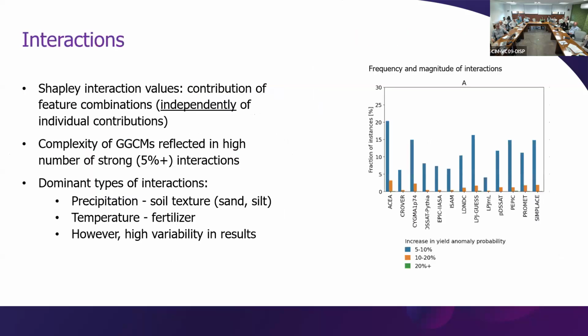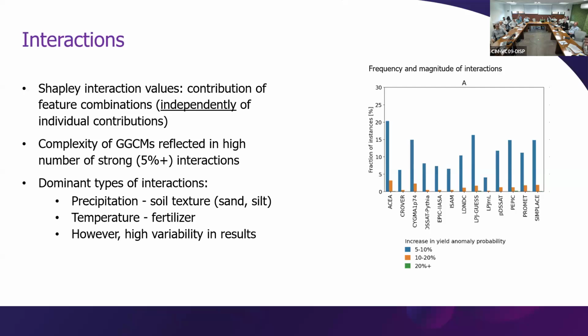We also had a look at the interactions. So this is a big data set. It was even bigger than the Shapley value data set to actually explain and meaningfully show. This is why we only show here the frequency of interactions between inputs that contribute more than 5% to the yield anomaly. And we see roughly that in 20% of the sampled cases, interactions between the feature values, and those are independent of the actual importance of features, only their interactions are contributing strongly to the yield anomaly.